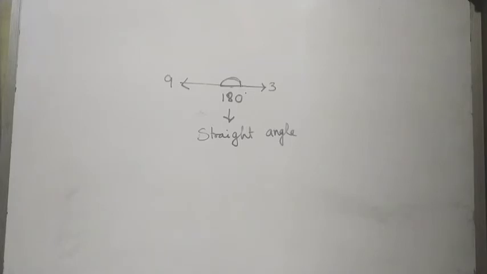180 degree, this will be a straight angle. 130 degree, obtuse angle. 80 degree is less than 90 degree, so it will again be acute. 50 degree, acute angle. And the clock position, this we have already done.